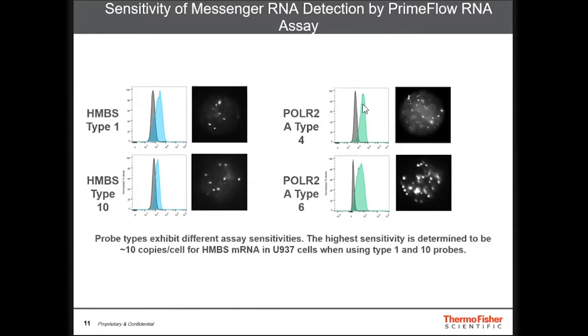And then the other two probe types, 4 and 6, here we're looking at RNA Pol2, are just a little bit less sensitive, but usually somewhere in the range of 30 copies per cell or so is detectable with those probe types as well. So you don't need to have a lot of copies per cell to be able to look at genes in this assay.